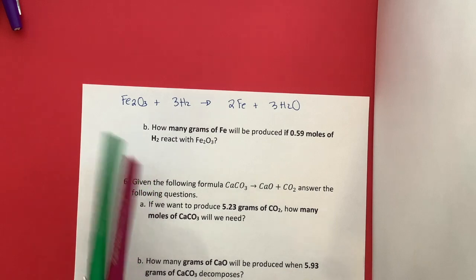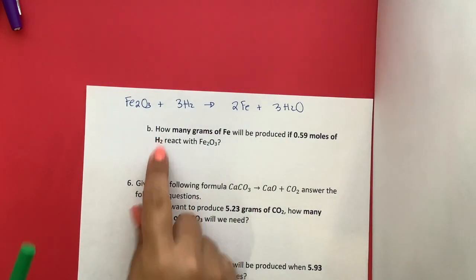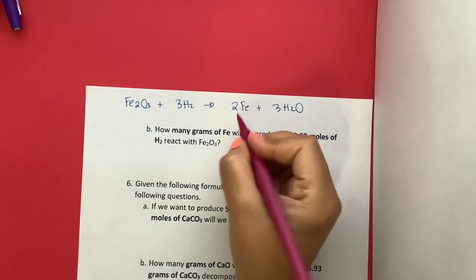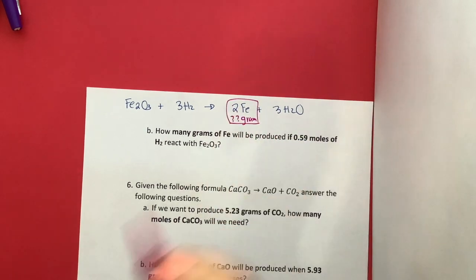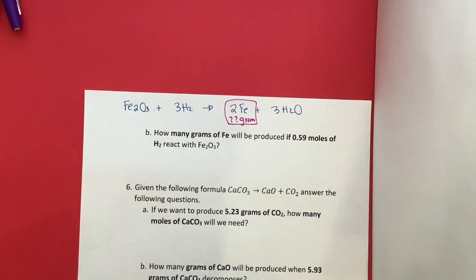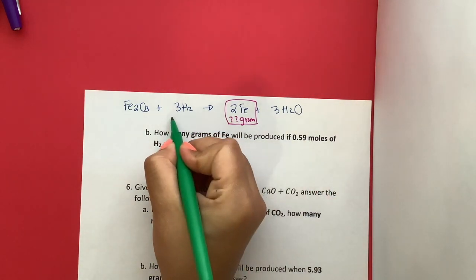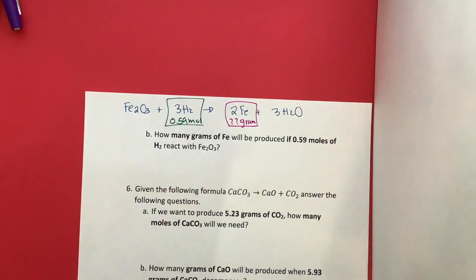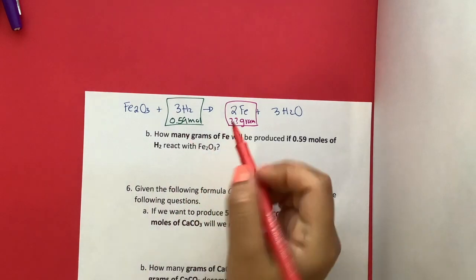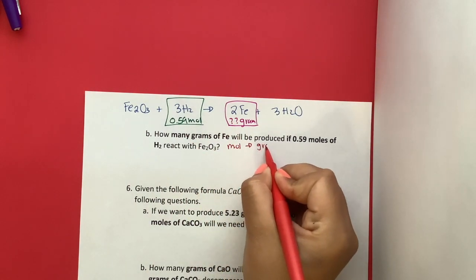This is for 5B. I just copied the equation up here so I have it. The question says, how many grams of iron, so now they're asking me for grams of iron, will be produced if 0.59 moles of hydrogen react with Fe2O3. So they're giving me 0.59 moles. In 5B, they're giving me the information in moles, and they want me to find grams.